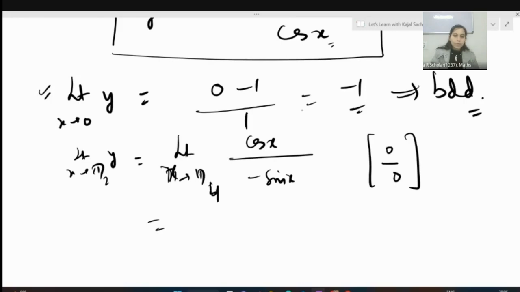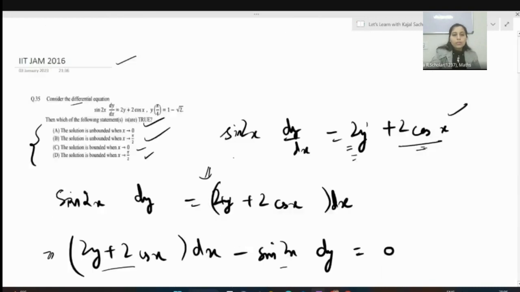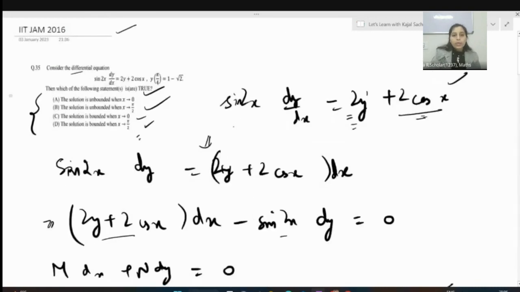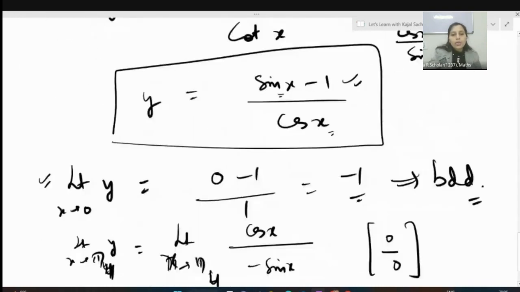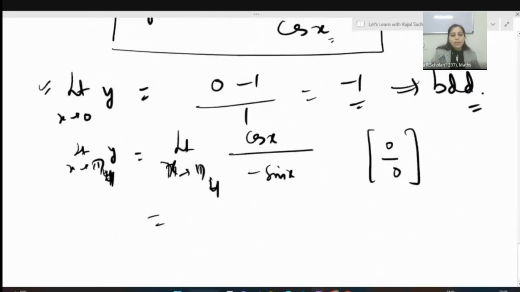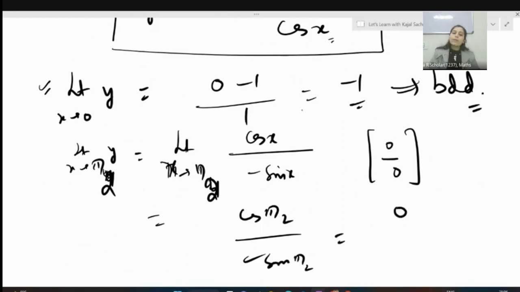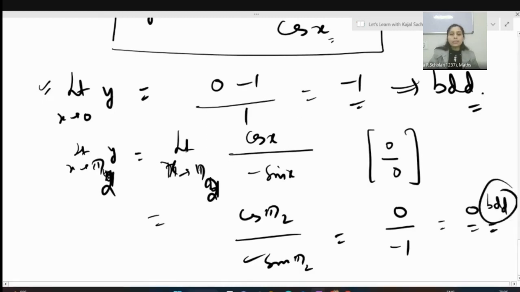Sorry, I was about to check at pi by 4, but we are to find at pi by 2. In the given question, we have pi by 2. Okay, check on pi by 2. So cos pi by 2 over minus sin pi by 2. We know that cos pi by 2 is 0 and sin pi by 2 is 1. So we get 0, which is again a finite, bounded answer.